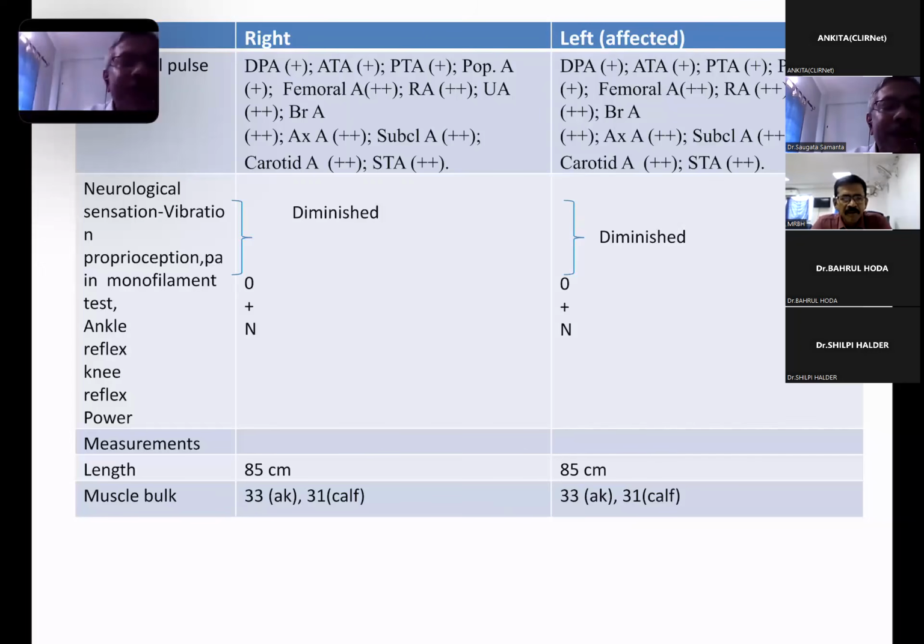Okay, so by N you mean he has got normal reflexes. Yes, sir. Okay, fine. And obviously you have mixed this up, neurovascular assessment. This will not do. You have to make separate neurological assessment and separate vascular assessment. Okay, next slide, please.